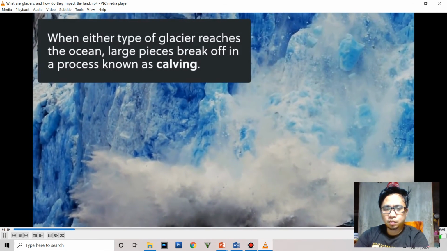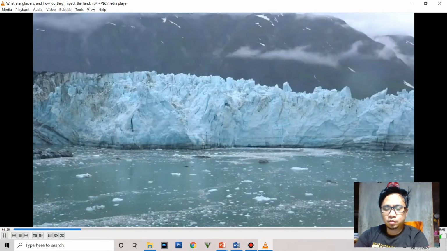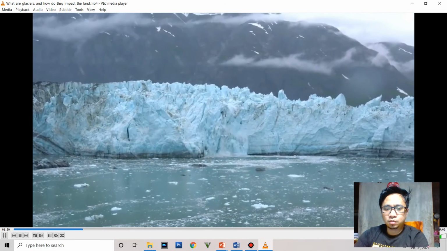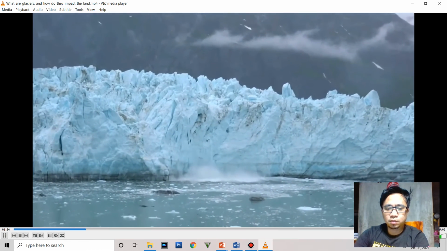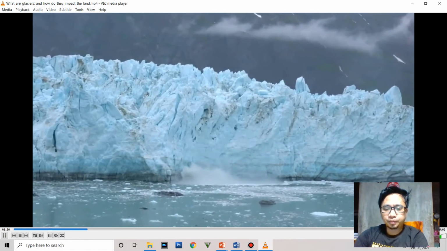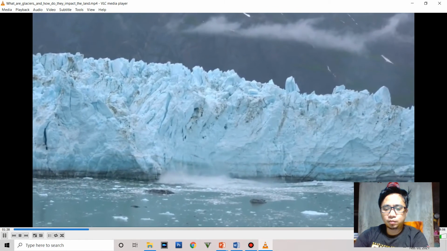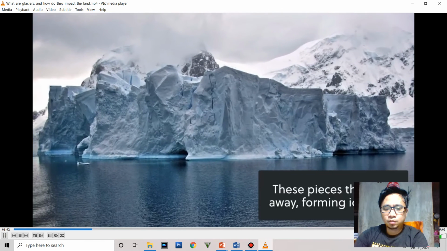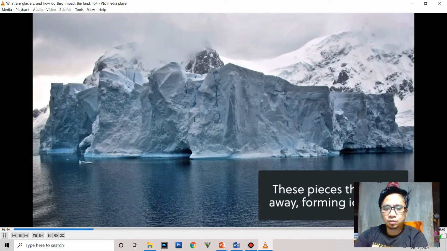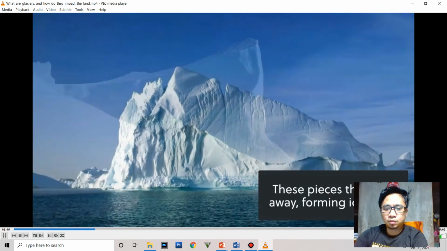When either type of glacier, whether it be alpine or continental, reaches the ocean, large chunks of the ice tend to break off, and this is a process that's known as calving, and you can see it happening here. As climate change continues and the atmosphere and oceans are warmed, calving is happening at a faster rate. These big chunks that fall off of the glaciers then float out into the sea, becoming icebergs.